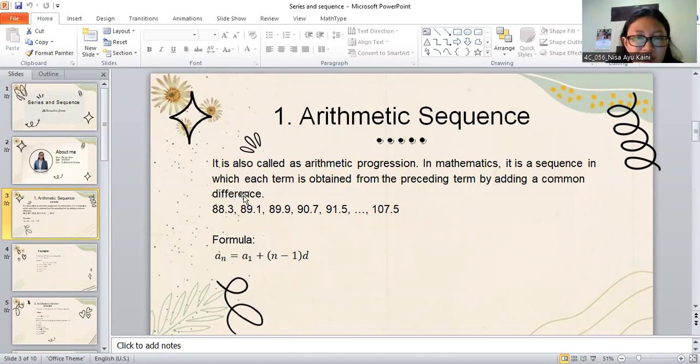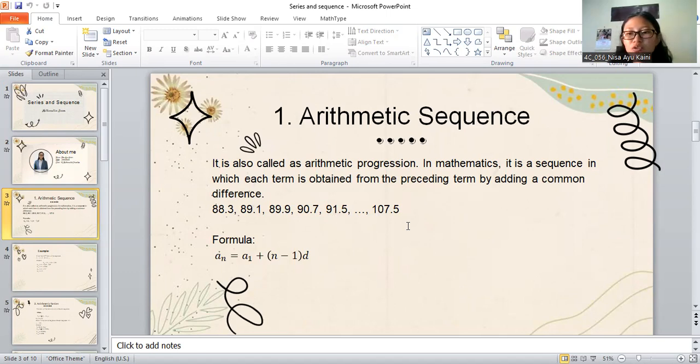Example: x.3, x9.1, x9.9, 90.7, 91.5, and so on until 107.5. If you observe, we have a number pattern in the given example. Now, how can we identify that this is an arithmetic sequence?